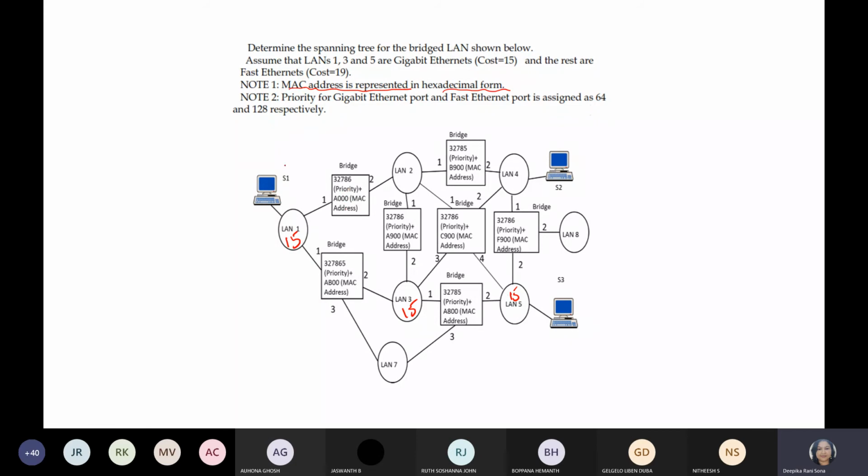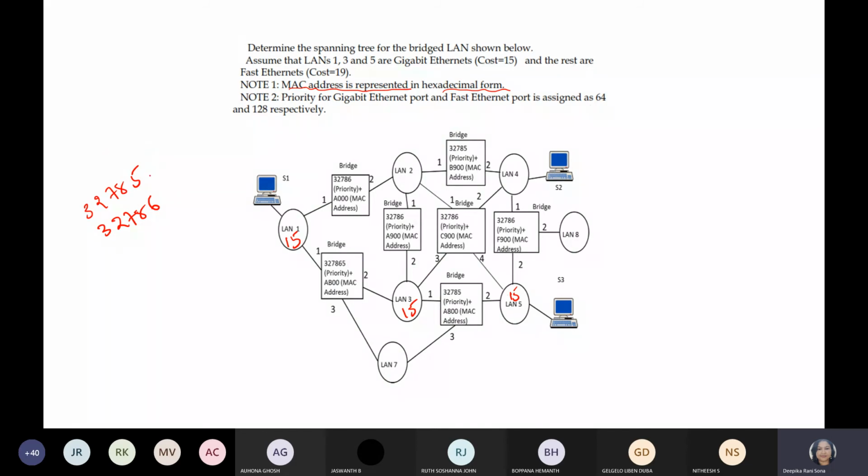Priority plus MAC address, and for priority, gigabit Ethernet and fast Ethernet are assigned as 64 and 128 respectively. How to identify which one is the root bridge from the question? Is this clearly visible, right? So what are the ID numbers, guys? You have to first write that: 32785, 32785, 32786. Any other number is there? These two numbers are there. Okay, these two will play the game now.